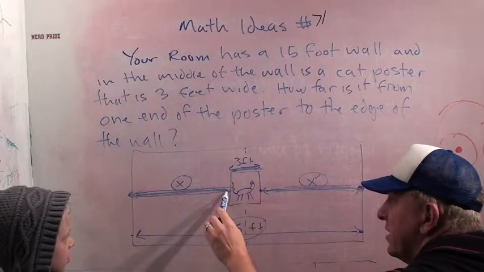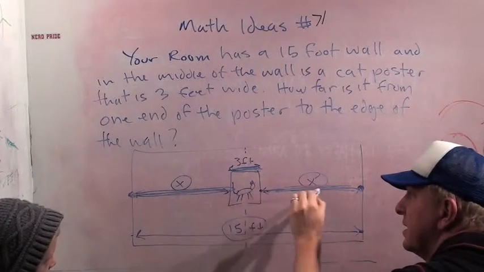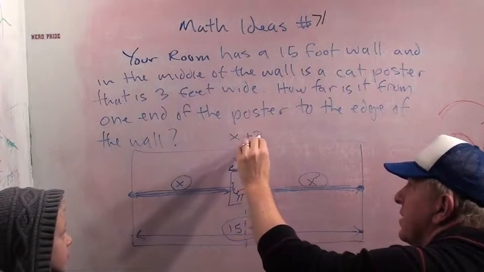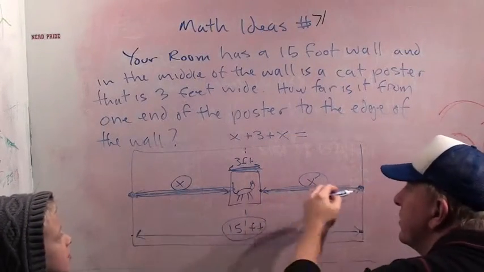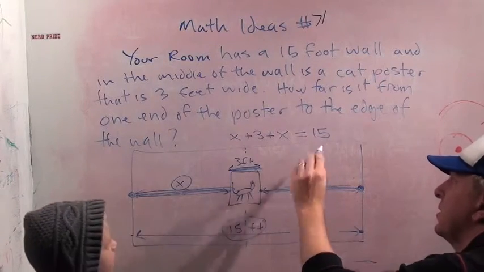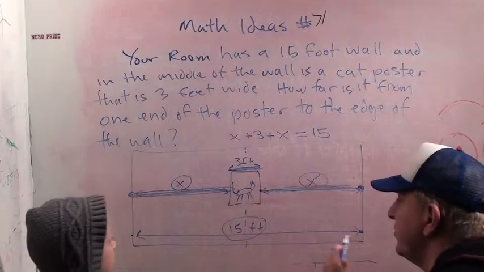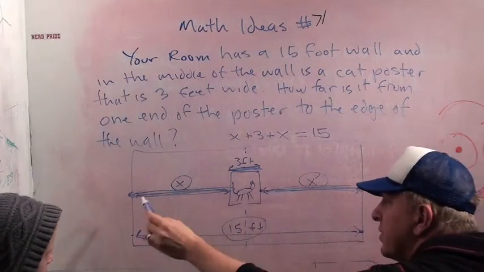No, X feet gets me to here. X plus 3. Plus X. So that is X plus 3 plus X. And how far do I go when I go from one wall to the other wall? 15 feet. So we have to find a number. So in this problem we found 2 ways of saying how far it was going across the room.